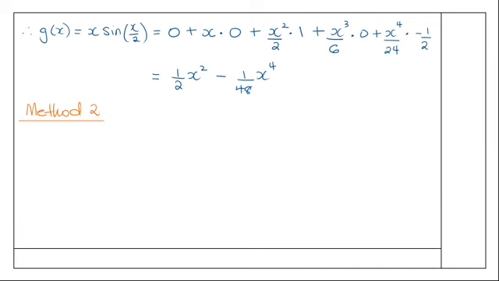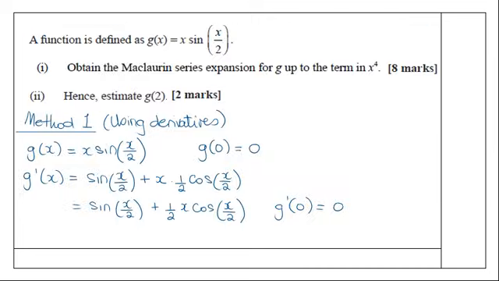What I have here, let's look back at the question. What I have here is two functions multiplying each other. We have x, which is already a polynomial. Remember, our aim with the Maclaurin series is to rewrite our function as a polynomial. X itself is already a polynomial.